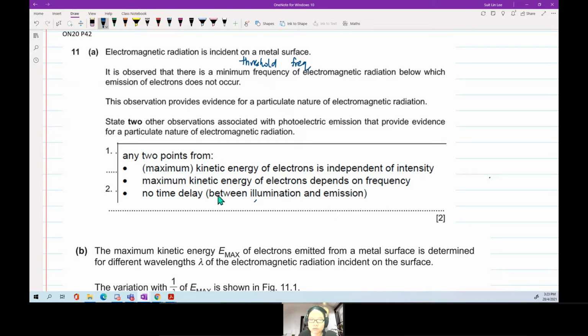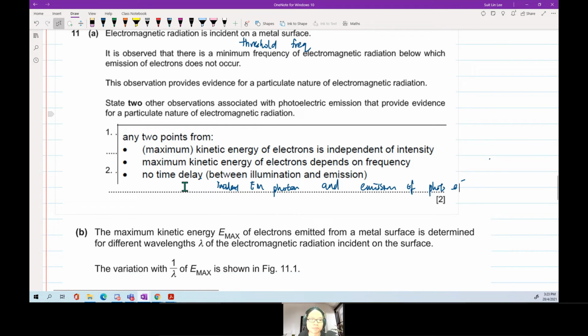But I caution that you also write the bracket, okay? Although it's inside the bracket, because inside the mark scheme, if they say no time delay, if I'm an examiner I'm like, no time delay between what? You writing and you thinking? So try to write either between illumination and emission, or you want to write a bit more: between the incident EM wave or EM photon and emission of photoelectron.